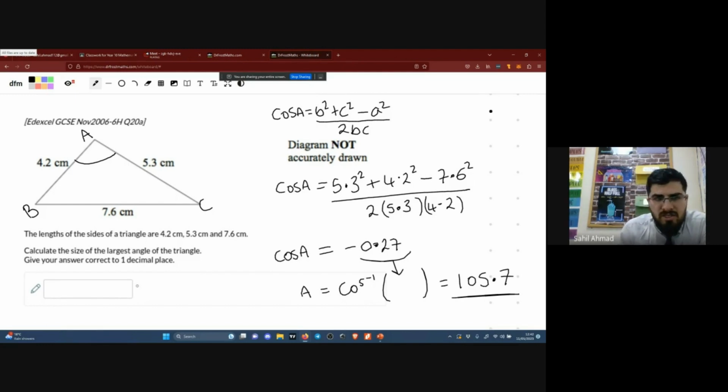That's our answer for the largest angle in the triangle. All angles in the triangle, remember, add up to 180 degrees. So both of these are going to have to be less than 180, and they're also going to have to be less than this in order to actually give the triangle an opportunity to add up to 180. Therefore, this is our largest angle.